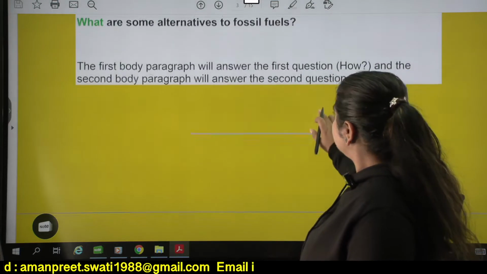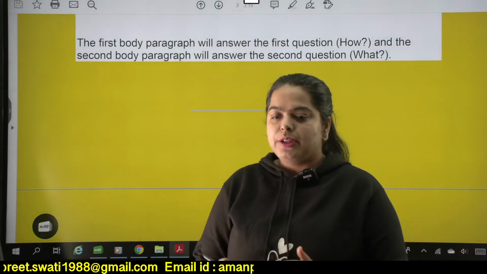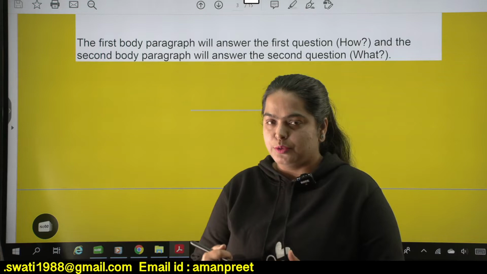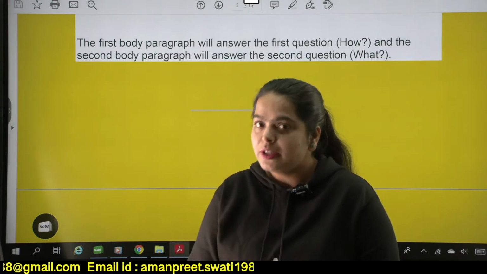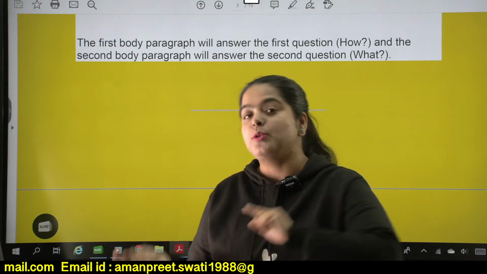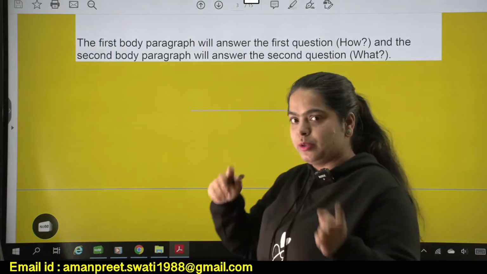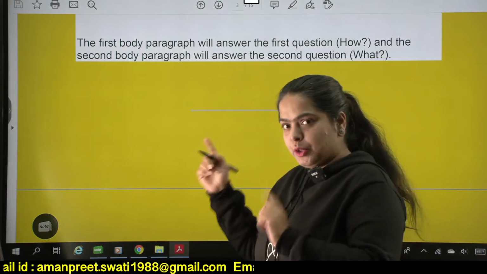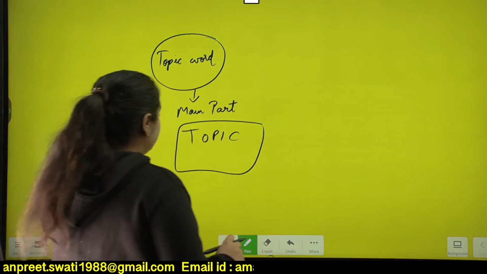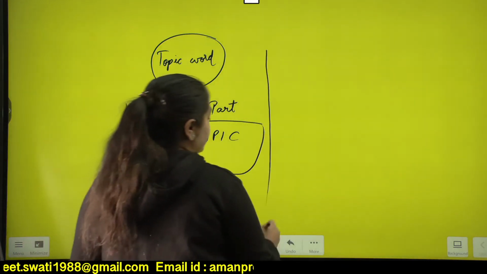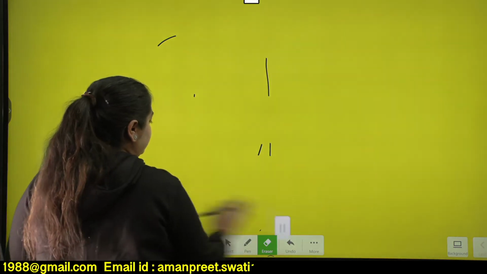Now, after the introduction, there are two paragraphs before the conclusion. So body para 1 and body para 2. So you will answer the first question in the second paragraph, which is also referred to as the main body para 1. And in the third paragraph, which is also referred to as body para 2, you are supposed to give your explanation. Let's make it very simple. So let's discuss it that way. First, let me erase all this stuff.